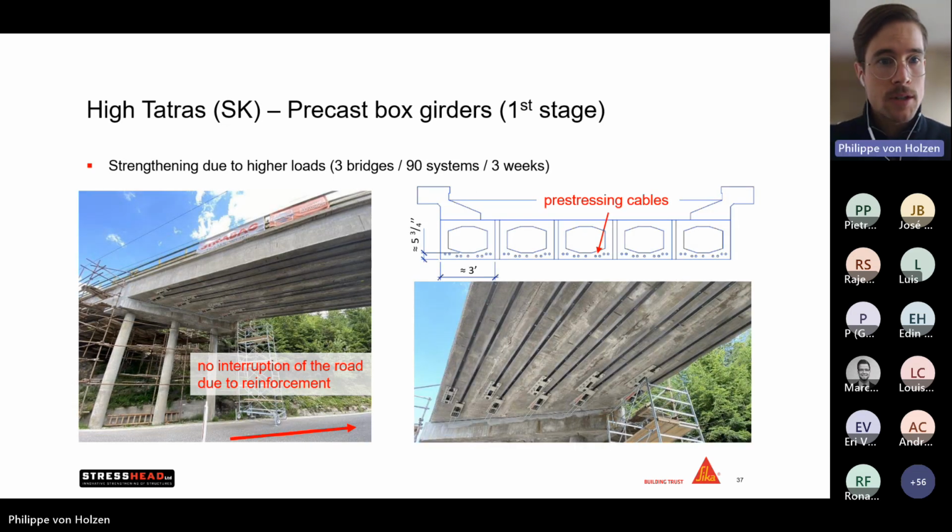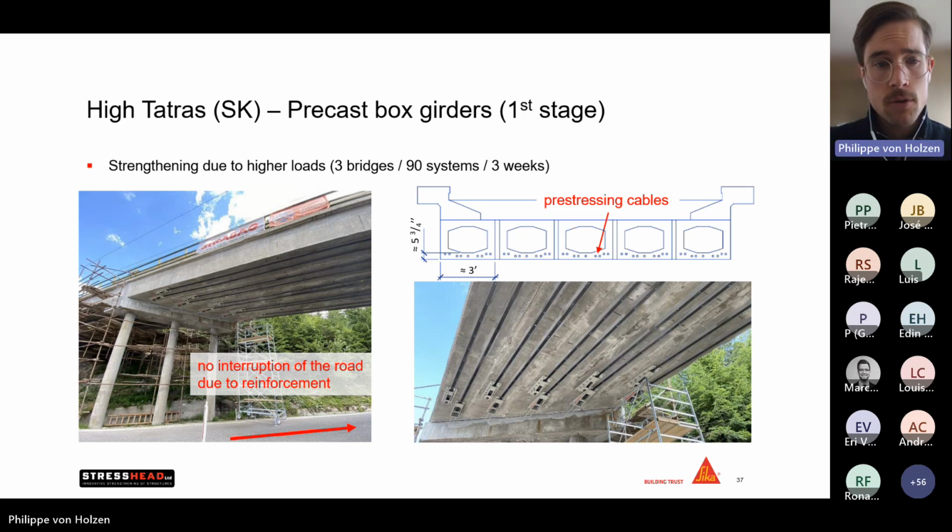I would like to show you here as well this project from Slovakia, where we strengthened in a first stage 3 bridges within 3 weeks with a total of 90 systems. And the reason for the strengthening was that the government bought heavier trains, which generated here a tensioning force in the lower section of the concrete, which in the European code is not allowed. So they needed an additional strengthening.